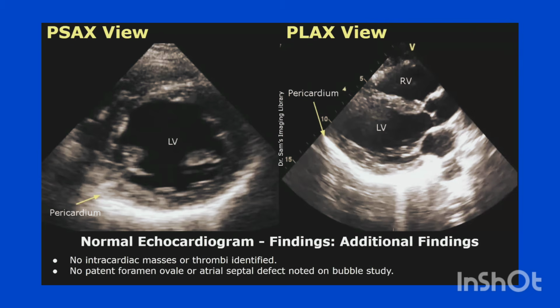This is the last section of the findings. It is additional findings. No intracardiac masses or thrombi identified. No patent foramen ovale or atrial septal defect noted on bubble study. Bubble study is a type of contrast study in which microbubbles are used. Atrial septal defect or a patent foramen ovale are more easily detected with bubble study.